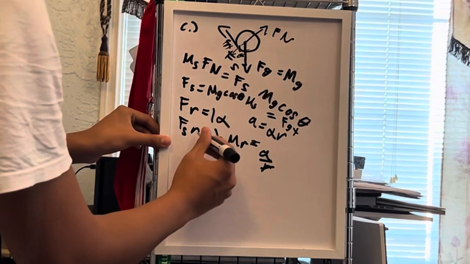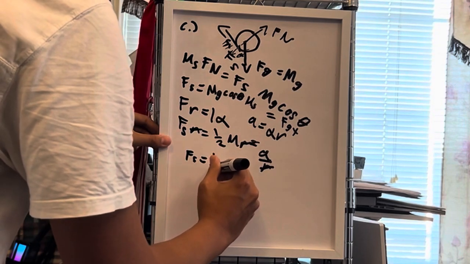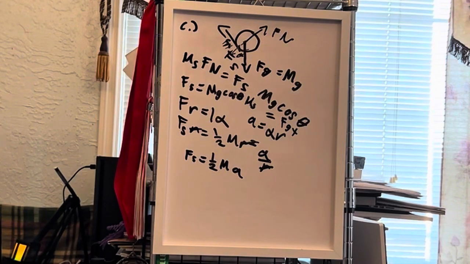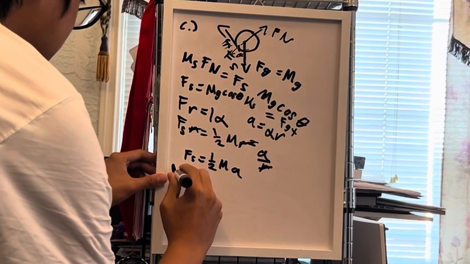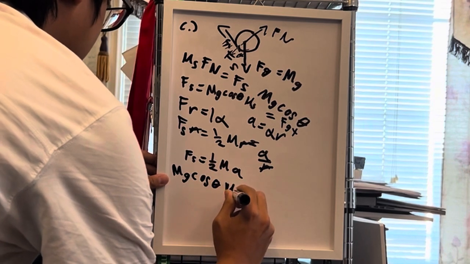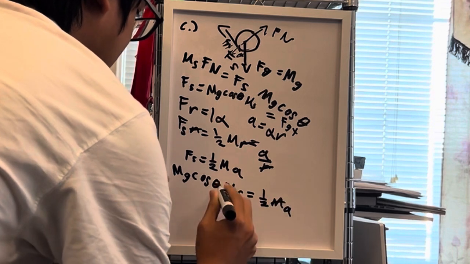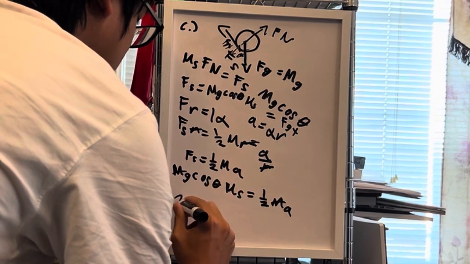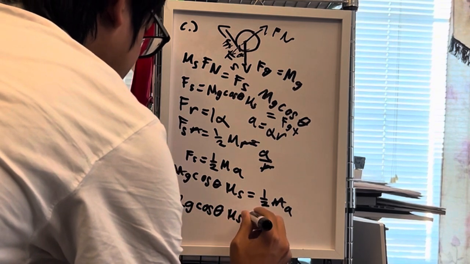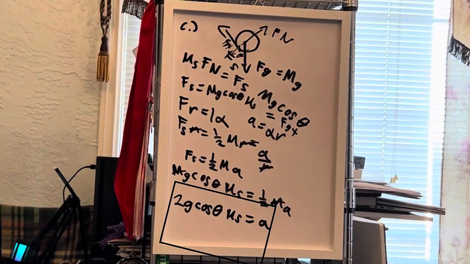Fs. And I know that this r cancels out, this r cancels out, so I have Fs is equal to 1/2 m a, the translational acceleration, not angular. And I know that Fs is equal to what I wrote up here, mg cos theta mu s, which is equal to 1/2 ma. I cancel out the m's from both sides and I multiply by 2, so I have 2g cos theta mu s is equal to my translational acceleration for the center as my reference point.